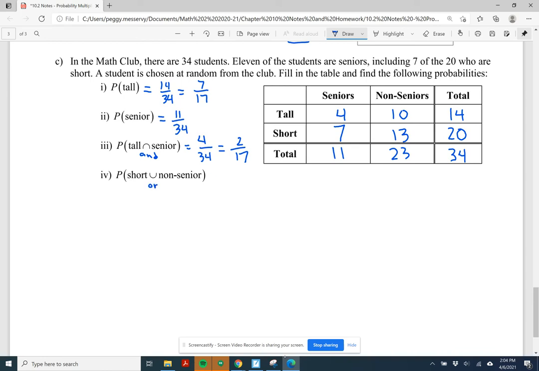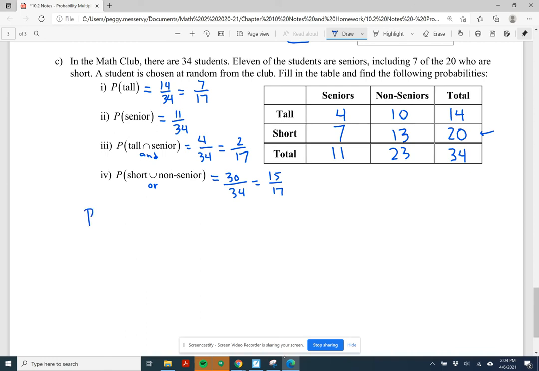We can either use the addition principle or we can just count it up in the table. I have how many short students? 20, right? Plus, here's my short students. There are 20. How many of those? Let's see. I need my other 10 non-seniors, right? So 20 plus 10. There are going to be 30 favorable outcomes from this. 30 divided by 34, which is 15 over 17. And that's our answer. We could also, let's work it out the other way.